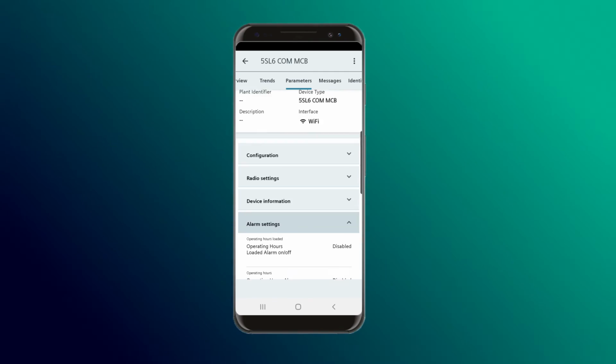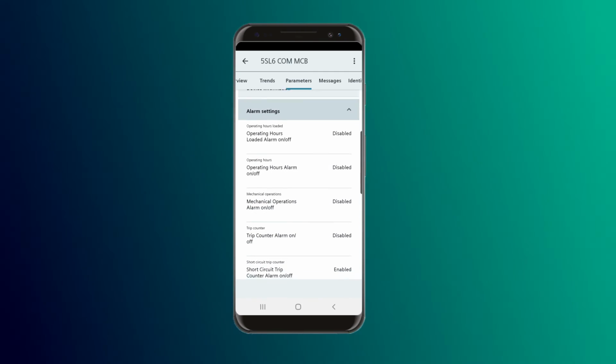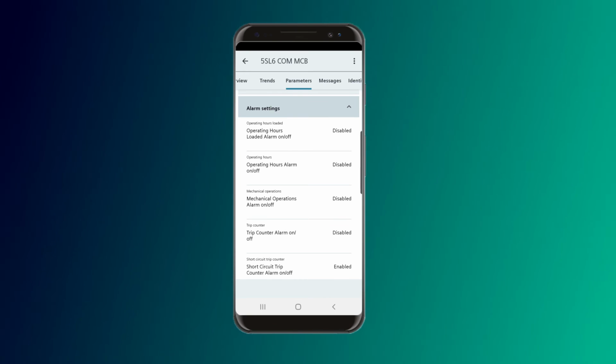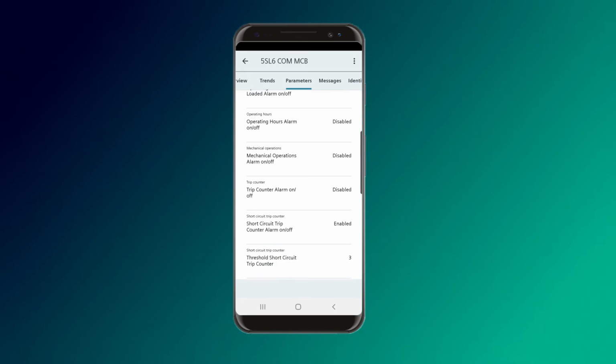All the alarm settings of the individual devices are of particular importance. These must be set in accordance with the application.